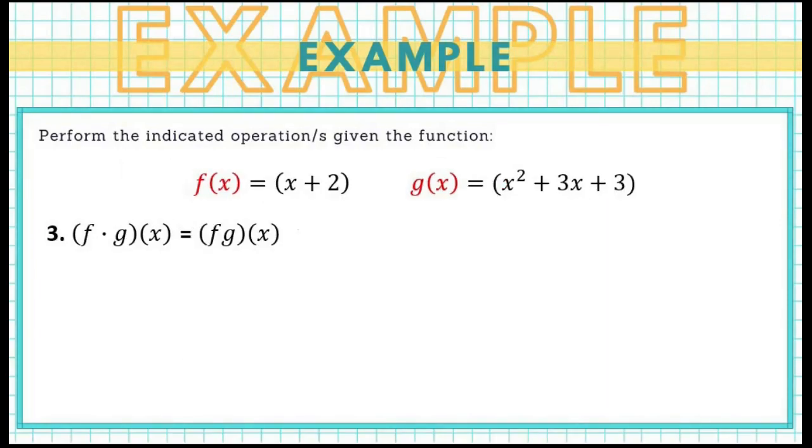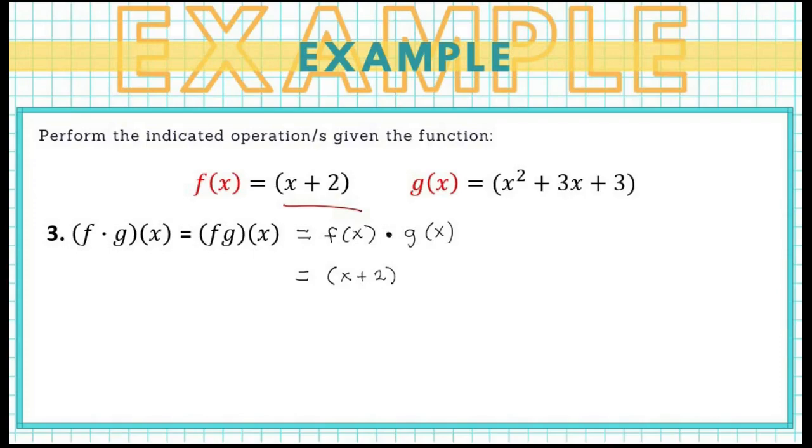Let's have another example involving, this time, multiplication. So we are operating f times g of x. We can also write it as f of x times g of x. So the same procedure, we substitute the values of f of x and g of x. f of x is x plus 2. So we substitute. The equation will now become the quantity x plus 2.